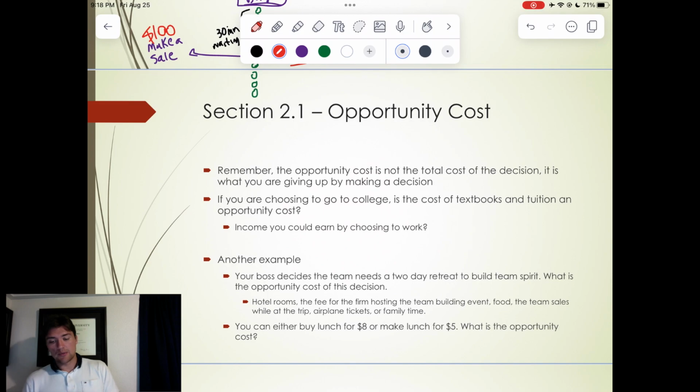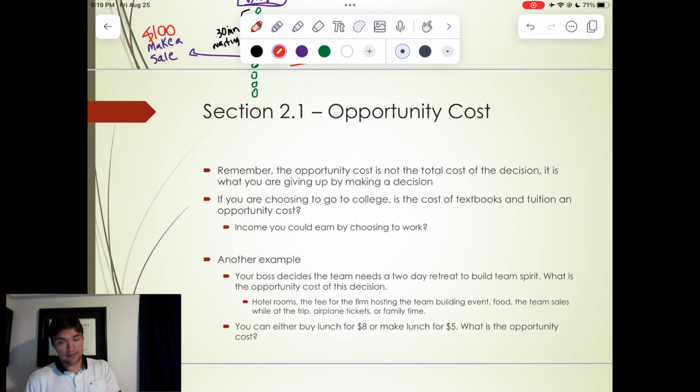Now, remember, opportunity cost is not the total cost of the decision. It is what you're giving up by making that decision. That's the key thing. So basically, if a question on the exam said, what is the opportunity cost of this? Well, what am I gaining? What am I giving up? The giving up part is the opportunity cost.